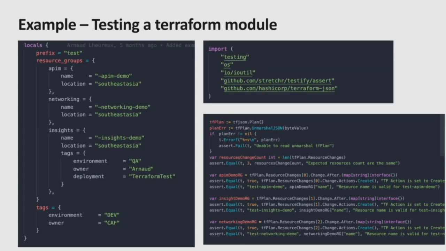So in my code, I have actually 4 assertions. I have counts, so I'm going to assert that there's 3 resources that have been created, and then there's the 3 resource groups. So I want to make sure that I have 3 resource groups that have been tested, and that the name is correct as well.